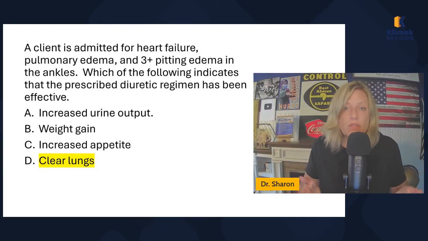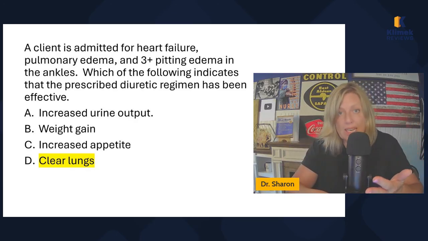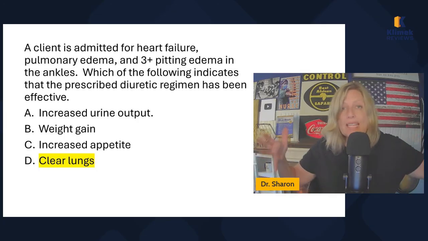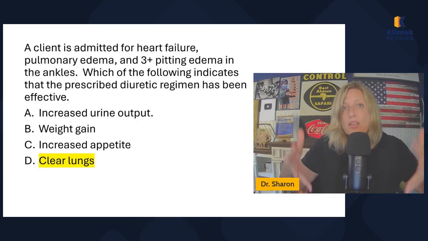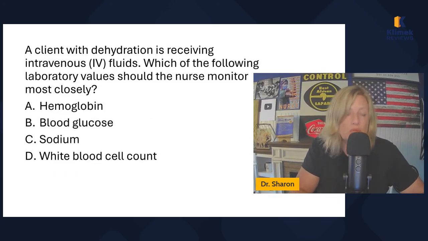They're fluid volume overloaded. I want to see signs that fluid volume is decreased. So I want to see weight loss. I'm going to monitor intake and output. I want to see weight loss. I want to see clear lungs. I want to see decreased edema. Am I looking for increased urine output? Well, that's going to happen as they lose volume, but that's not the primary thing that tells me it's been effective. Clear lungs is.